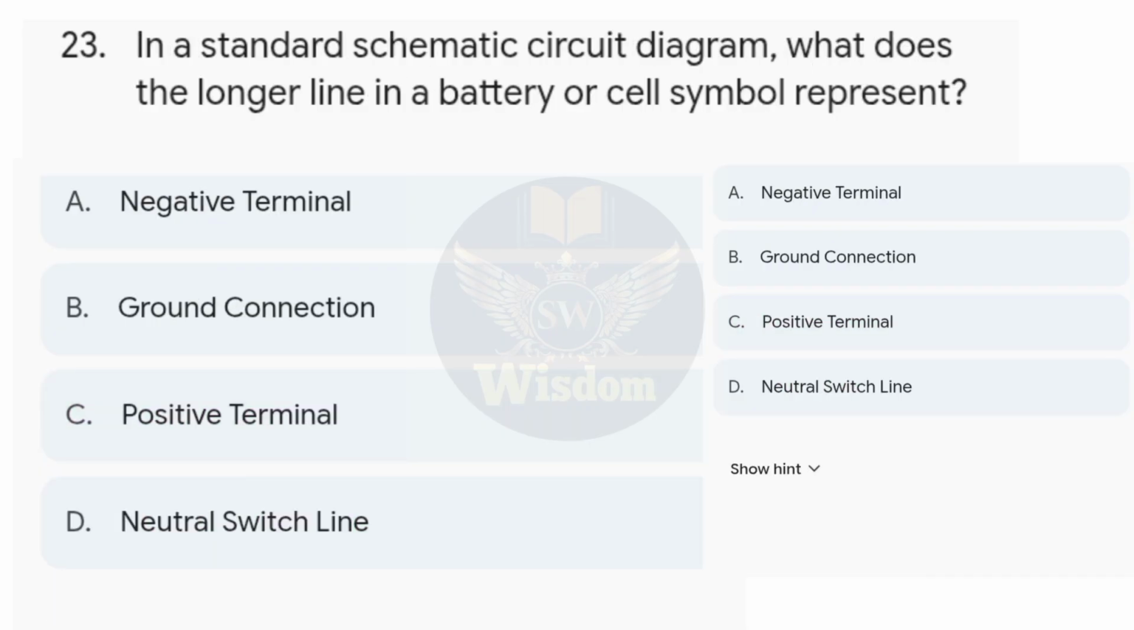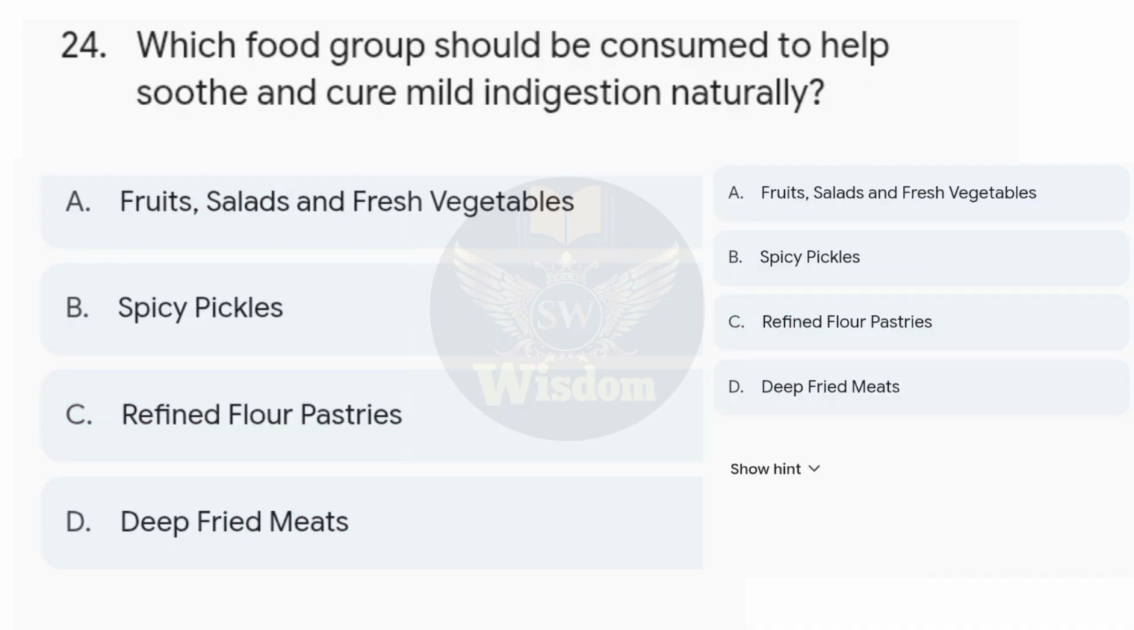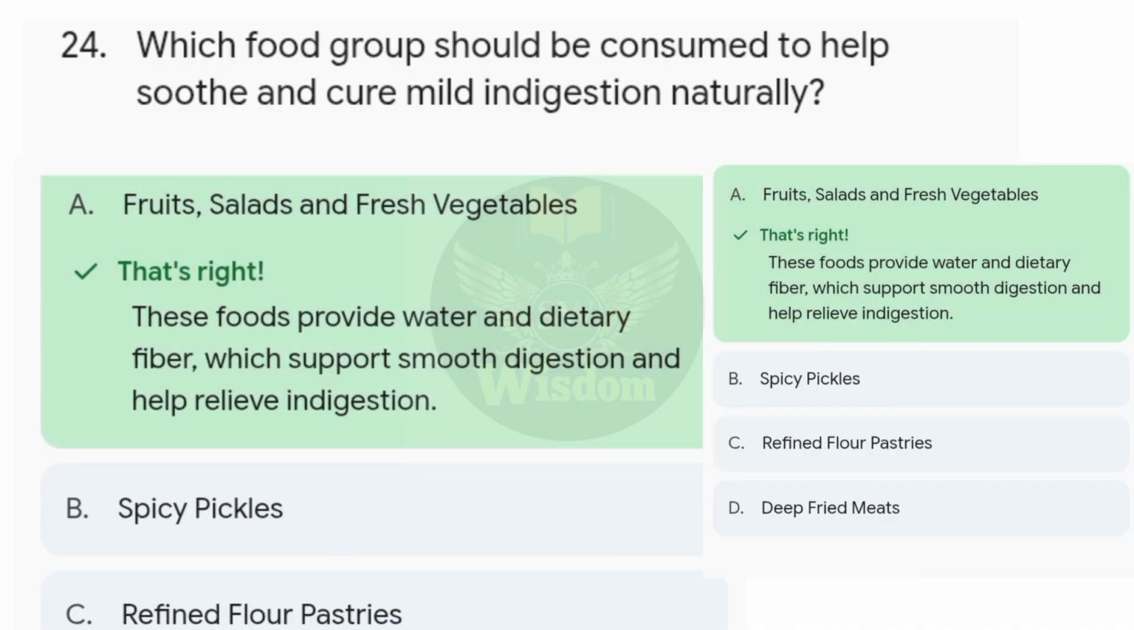Next question. In a standard schematic circuit diagram, what does the longer line in a battery or cell symbol represent? The correct answer is option C, positive terminal. Next question. Which food group should be consumed to help soothe and cure mild indigestion naturally? The correct answer is option A, fruits, salads, and fresh vegetables.